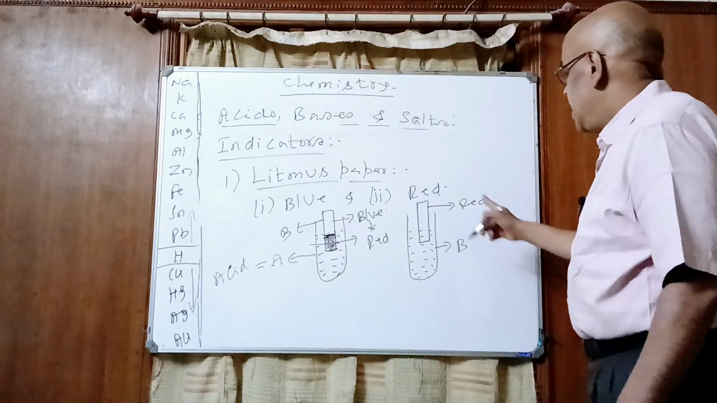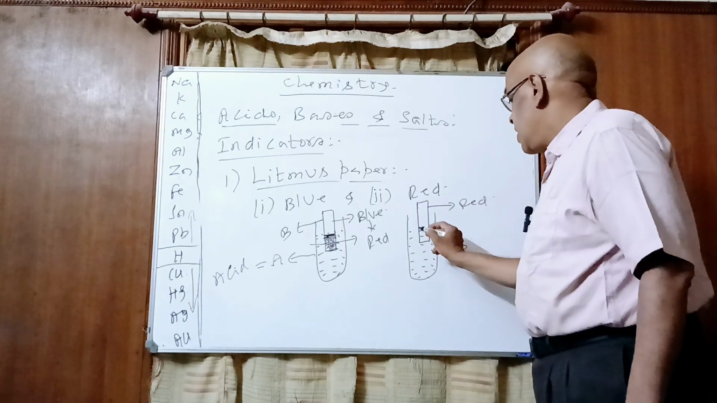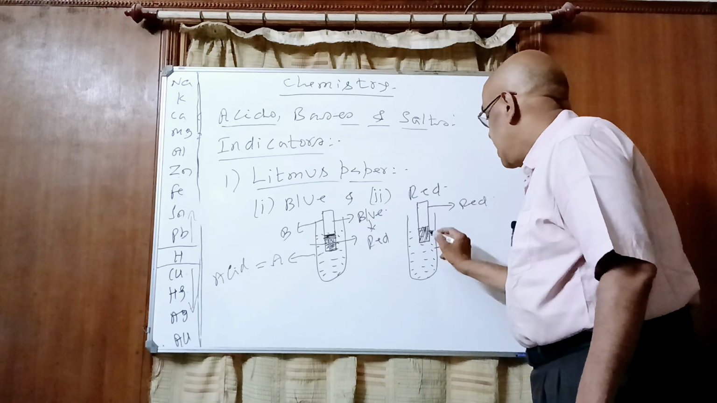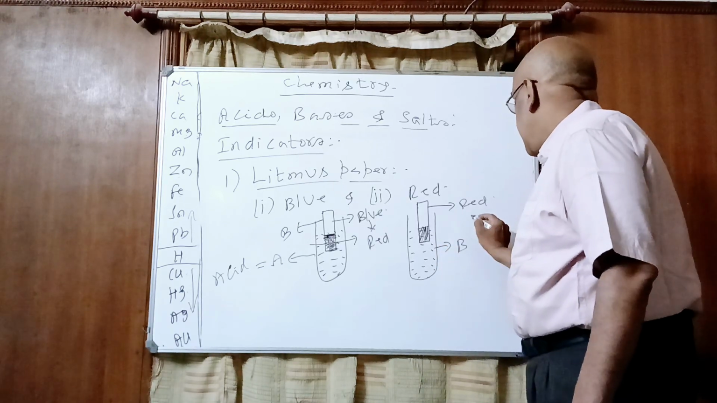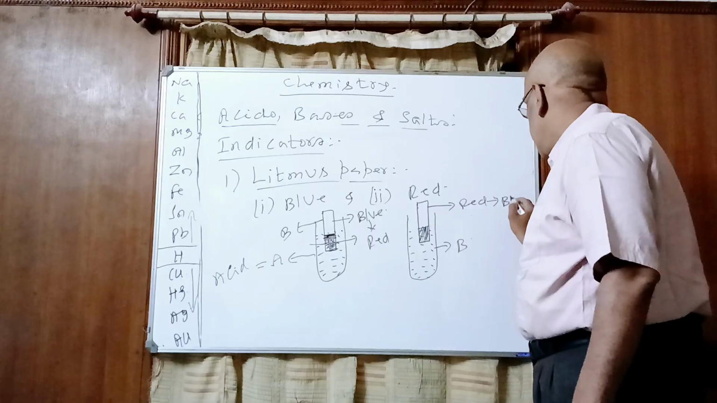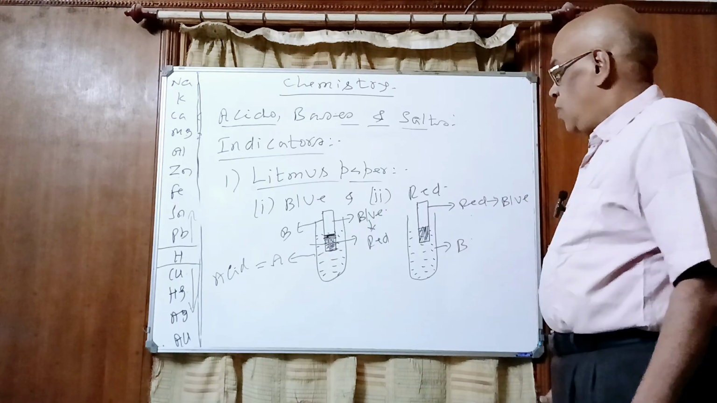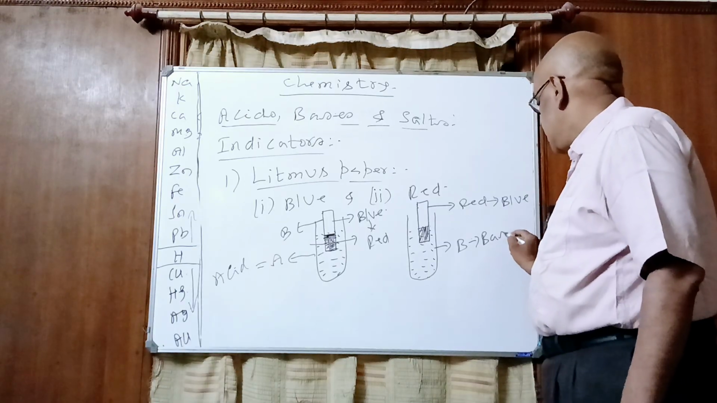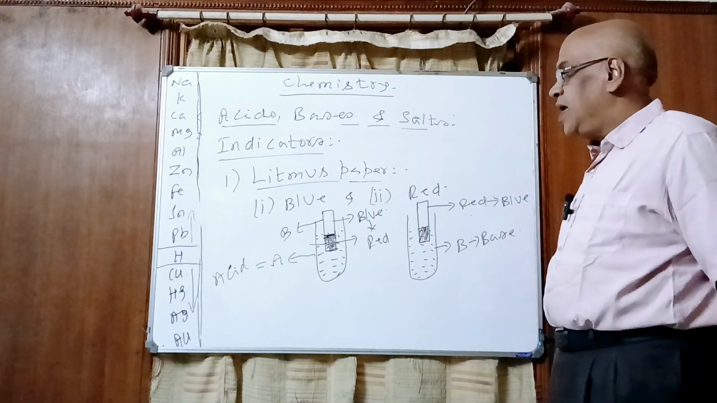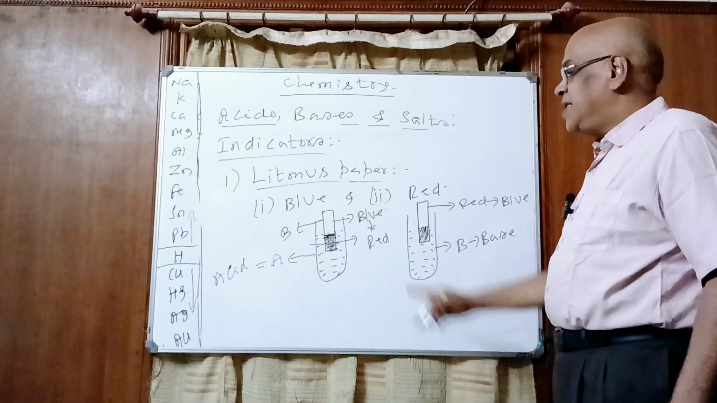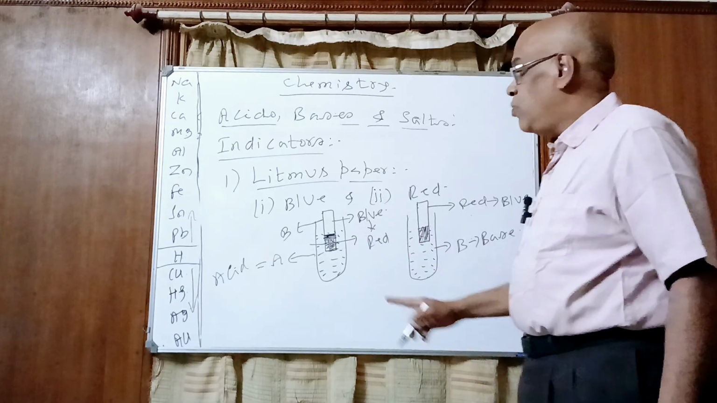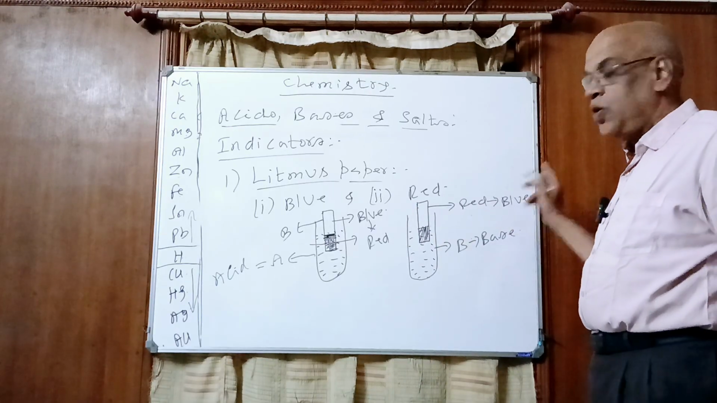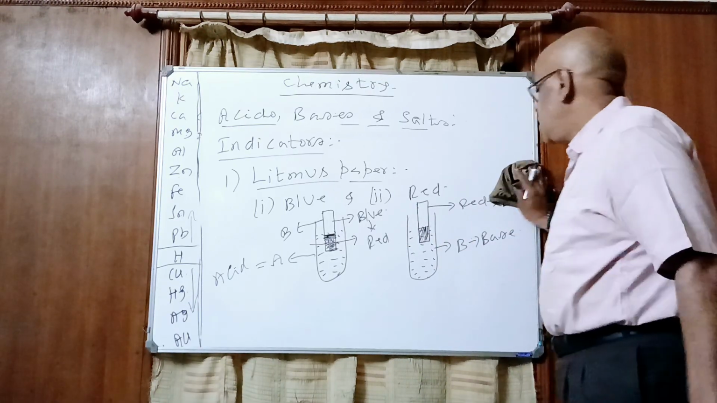Come here children. Litmus paper dipped in the chemical in the test tube. This much portion. What happens? Red color turns to blue. What does it indicate, children? This chemical is B. B stands for base. That's it, children. Litmus paper: acids turn blue litmus paper red, bases turn red litmus paper blue. Understood children? That's it about litmus paper.